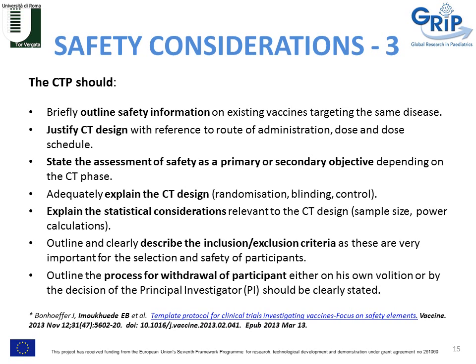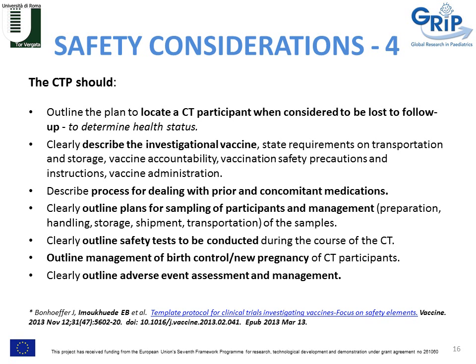The process for withdrawal of participants, either on his own volition or by the decision of the principal investigator, should be clearly stated. I have written out a reference below here. That would be important to look at some of these things. These are all stated in this publication. The CTP should also outline the plan to locate a clinical trial participant when considered to be lost to follow-up to determine his health status. It's important to ensure that you find out what is wrong with the volunteer or subject if he goes missing for any reason.